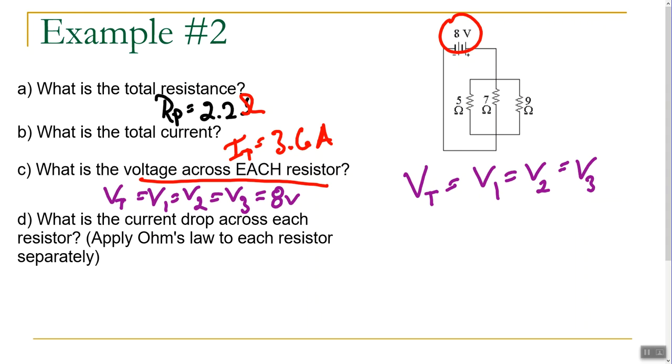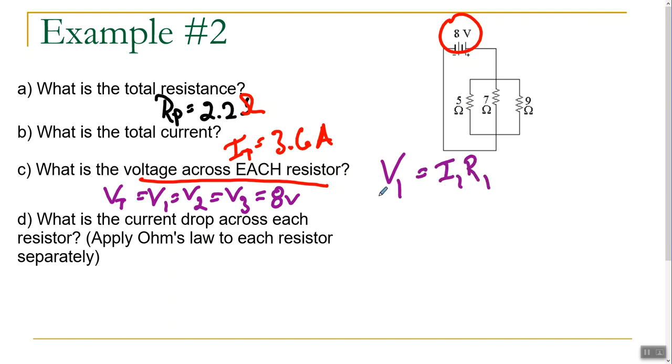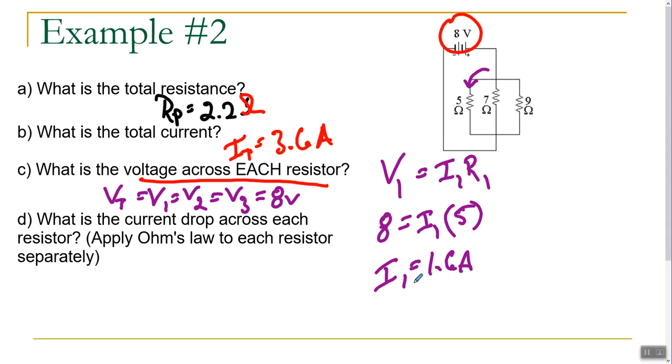Alrighty. How do I then find the current across each resistor? We're going to use Ohm's law again, except we're going to look specifically at one part. The voltage, and we'll call this first one over here, the 5 ohm resistor, the first resistor. Voltage is 8. We're looking for the current, and the resistance is 5. And so what we get here is 8 divided by 5, and that gets me 1.6 amps. Alrighty, let's go ahead and move this on over.